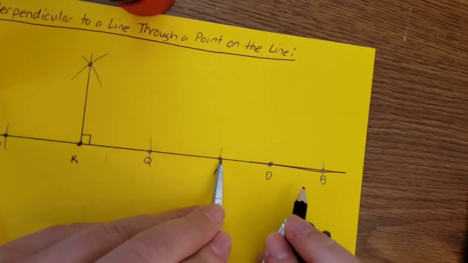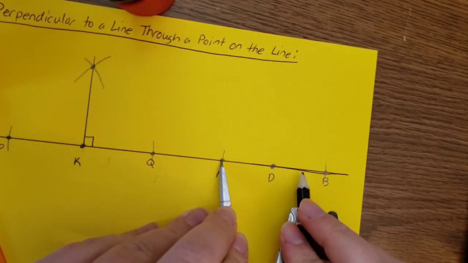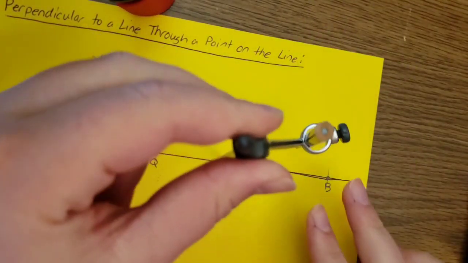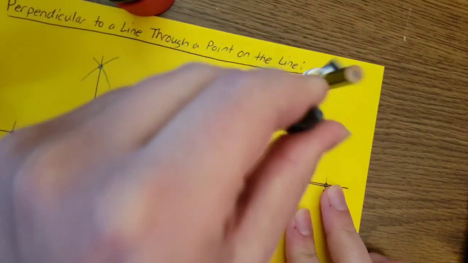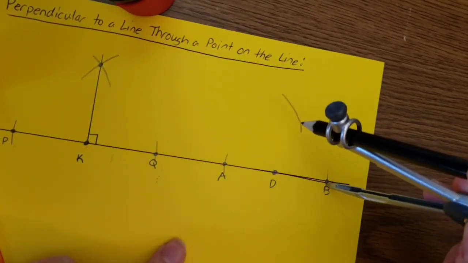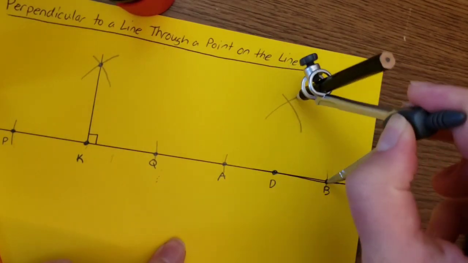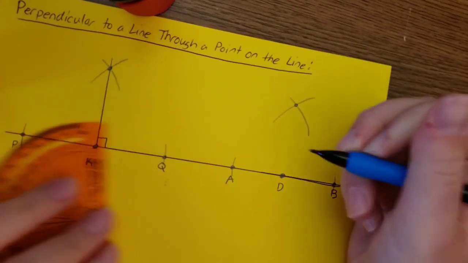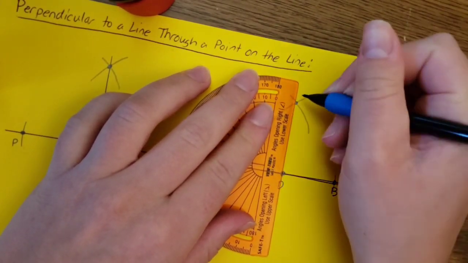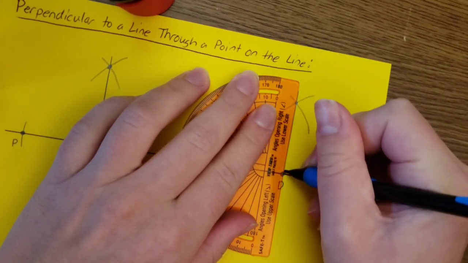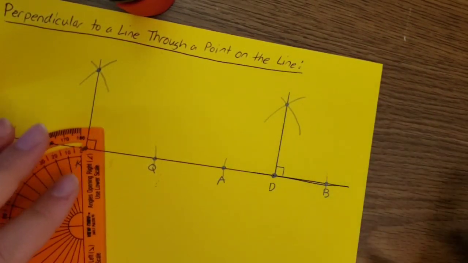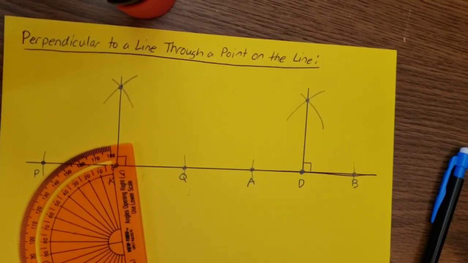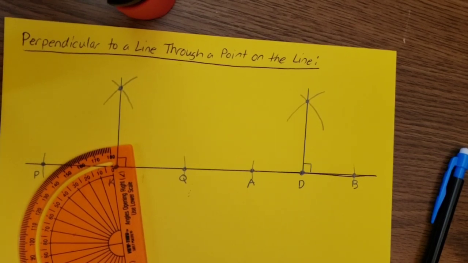So pointy end on A, opening past my given point, so over halfway. And we're going to make our arc in one direction. Then we're going to put our pointy end on B and do the same thing the other direction to get that X in the sky and the intersection point. Once we've got that, we can go ahead and connect to those points to have that perpendicular. So it's very similar to what we've already done. So hopefully you can use that to help you be able to do this construction.